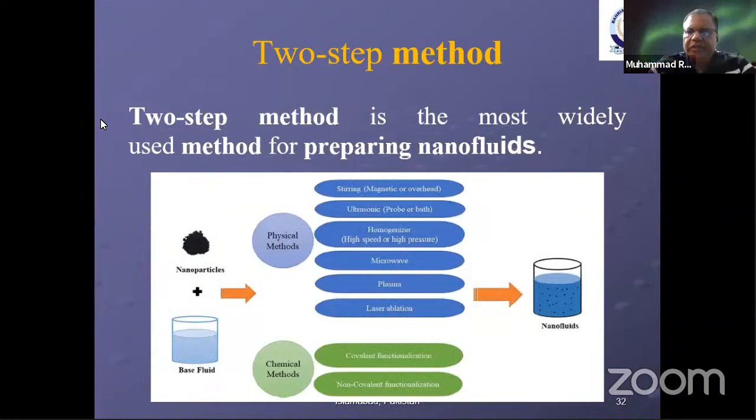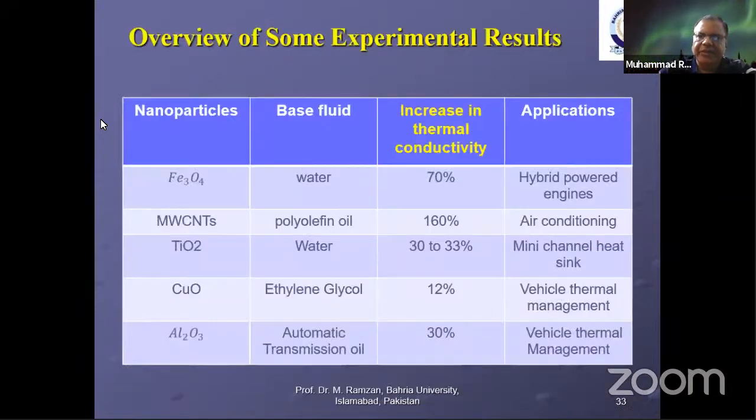Now coming to the two-step method. The two-step method is the most widely used for preparing nanofluids. People can say that in experiments or in the labs, the two-step method is preferred. During the two-step method, the nanomaterials are first prepared and then they are added to the base fluid.